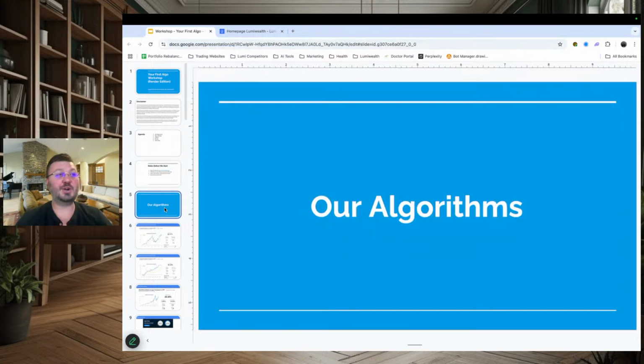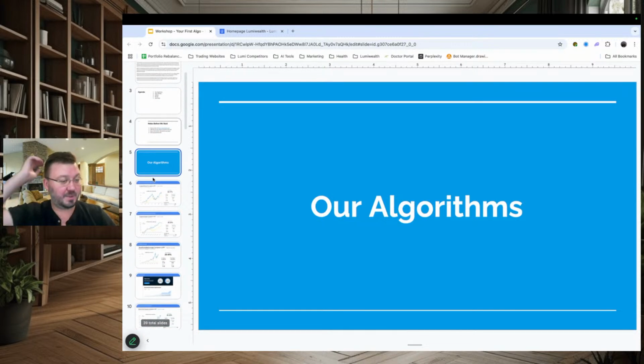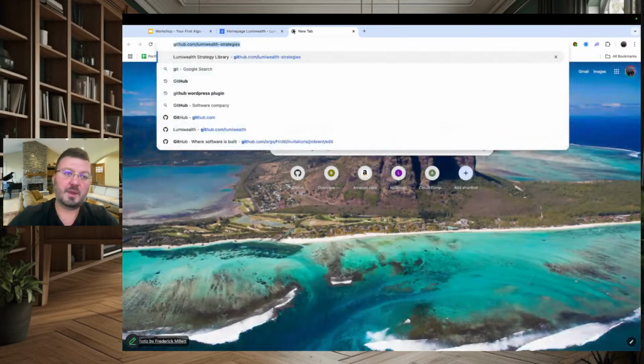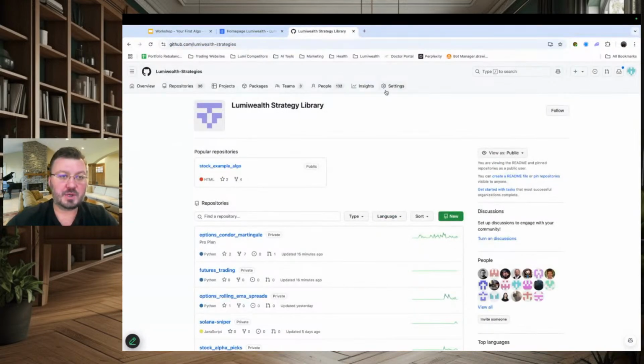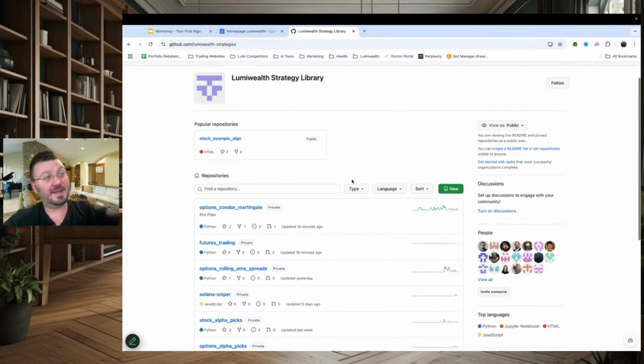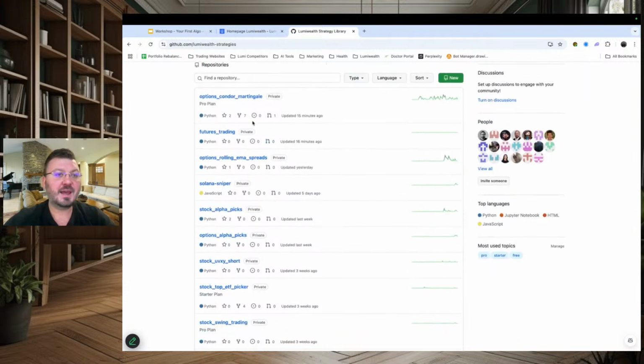Okay, cool. So let's get started. First of all, let me show you some of our algorithms that we've been working on, that we've been running for quite some time. Here's a few of them. We do have quite a few that are available when you join our program. Here's our GitHub page that has a bunch of our algorithms. Every single one of these is a different type of algorithm. They all do different things.